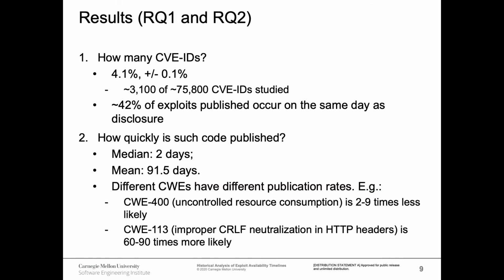So a little bit more concretely here, 4.1% of those CVE-IDs don't survive. They see public exploit code associated with them. Just to be a bit concrete, that's about 3,100 CVE-IDs over 7 years. Now, of those 3,100, 42% of them see their exploit code published on the same day as disclosure.